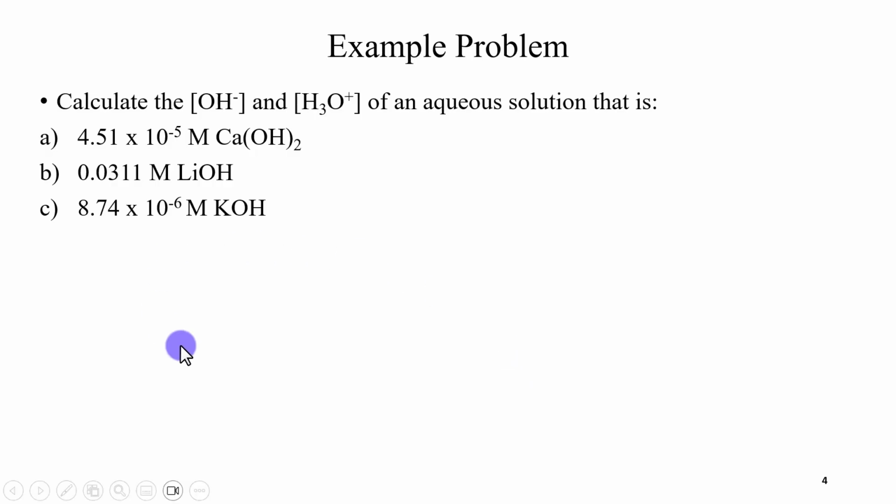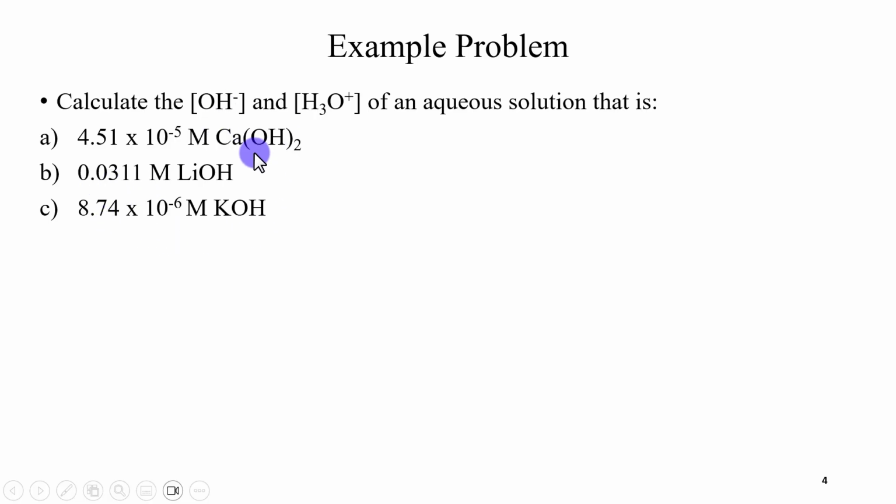Let's take a look at the same thing, but now we have base, so strong bases, not acids, and we have to calculate the OH- and H3O+ concentrations. Now, I'm going to do A for you because it's slightly a little more difficult. These are pretty easy because they split just like the acids, and the OH- is equal to whatever the concentration of the base is.